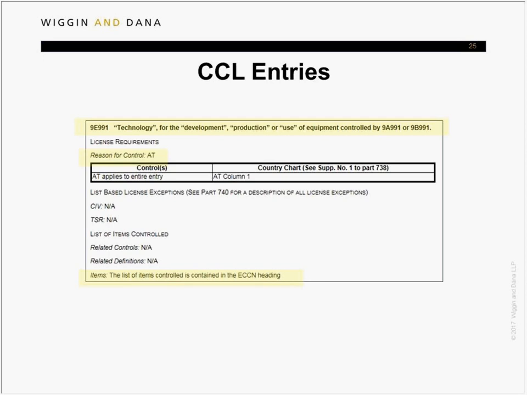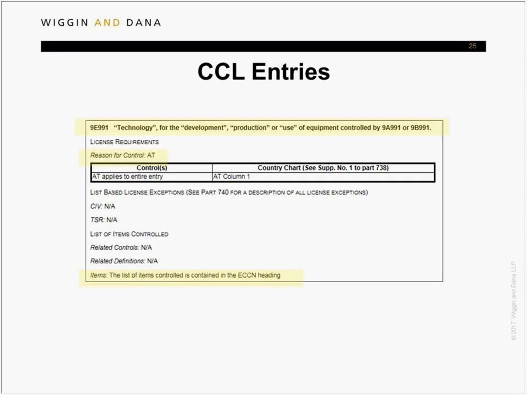So when you see these double commas, speech marks, around technology, development, production, that means that the term is defined, and you have to go think about how the term is defined. So anyway, that's what it looks like. You see at the top there's an ECCN, and then there's a title. And then it gives you the reasons for control, and in this case, AT, which means anti-terrorism, which is actually a pretty low reason for control.